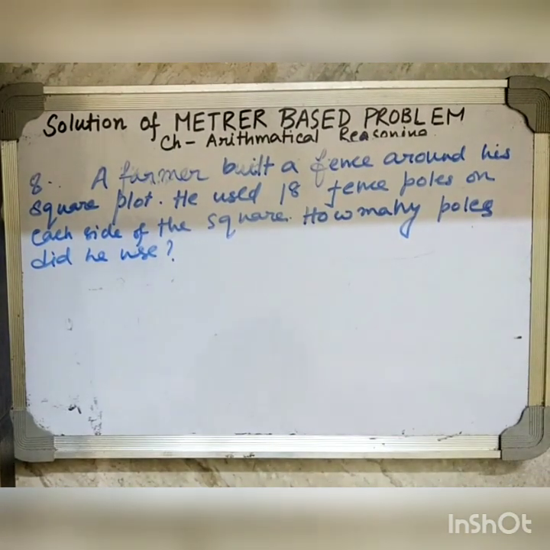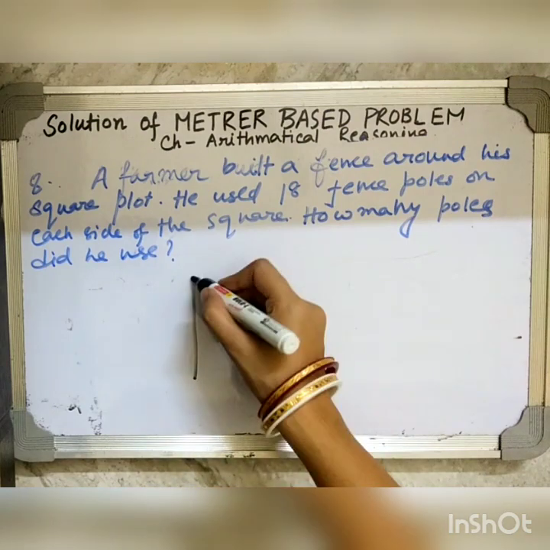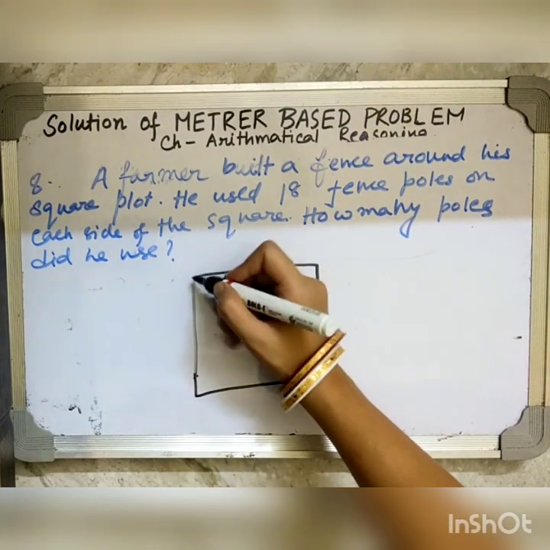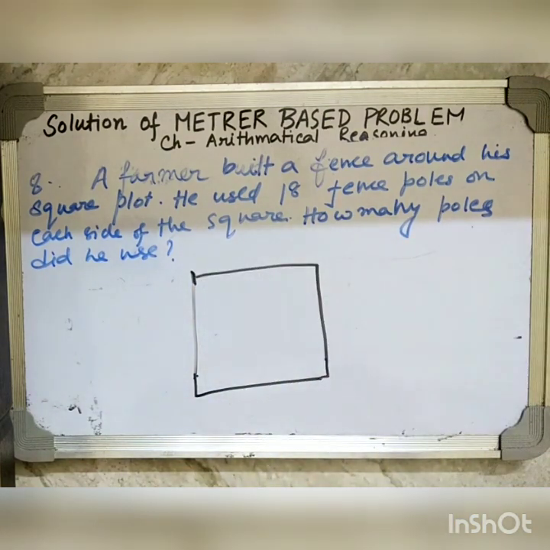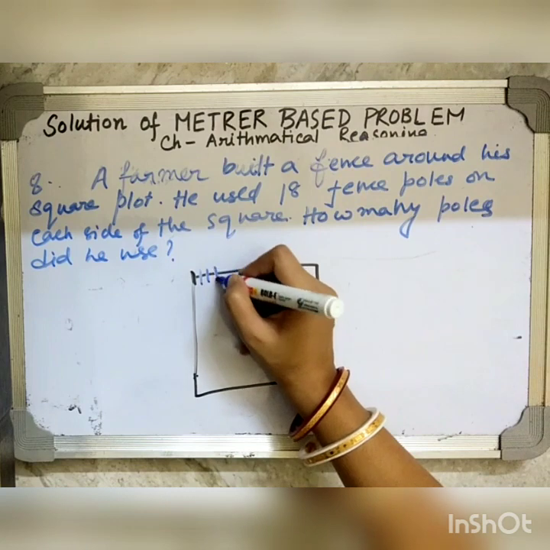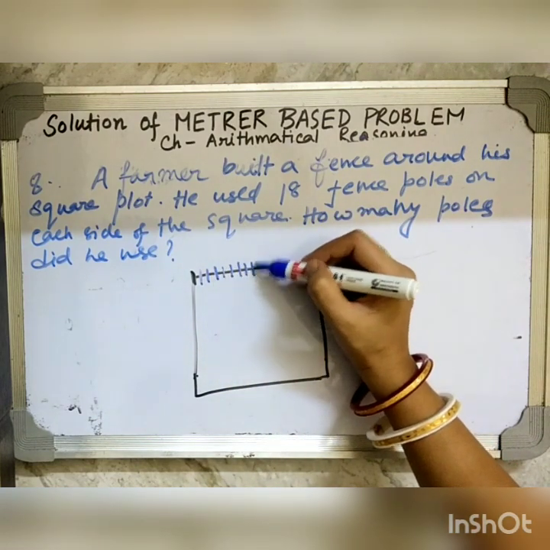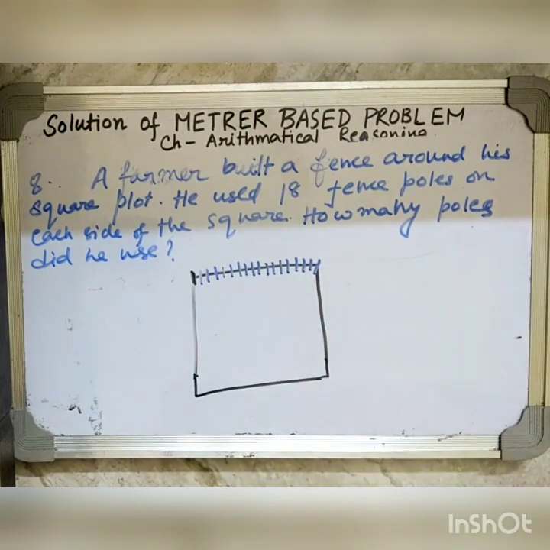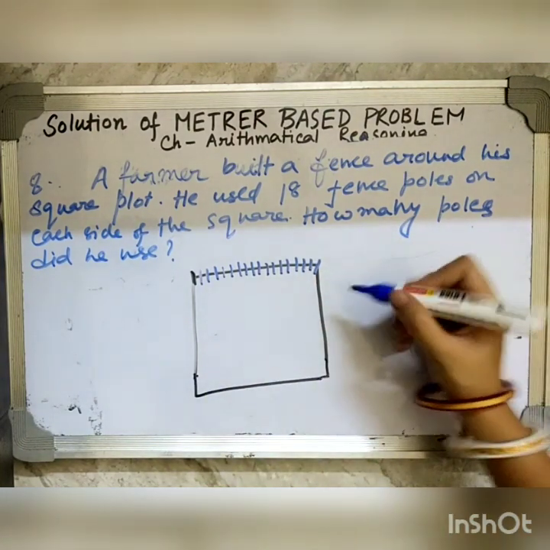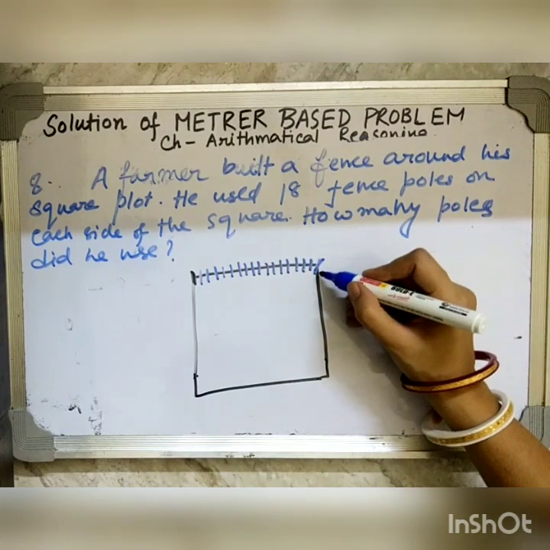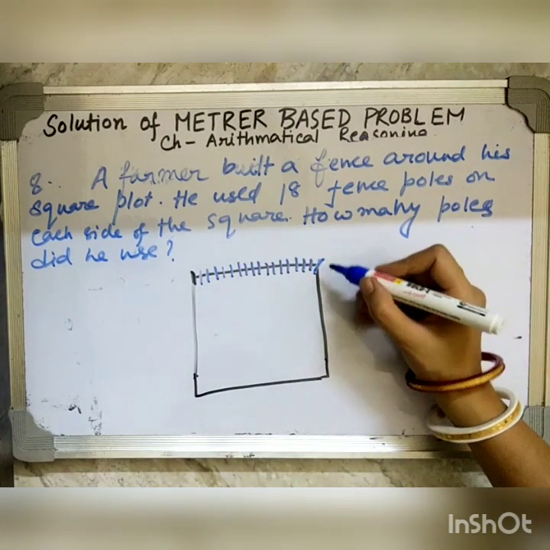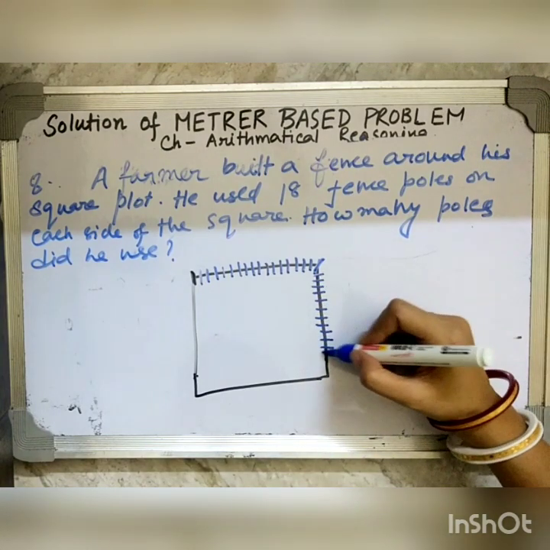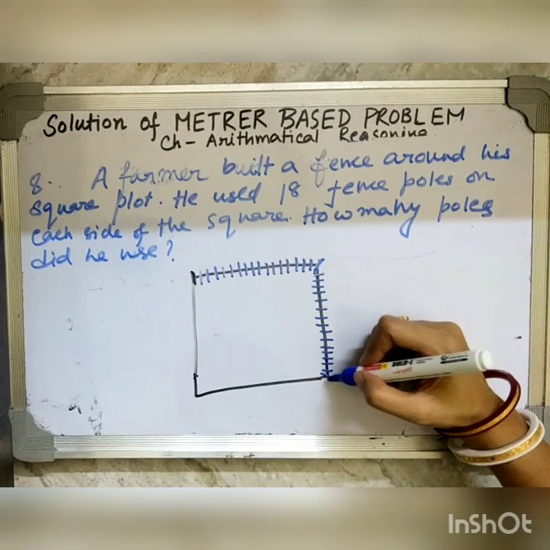Now for this question, first we have to make a square plot. Now for this side I am using 18 fence poles, 1, 2, 3, 4, 5, 6, 7, 8, 9, 10, 11, 12, 13, 14, 15, 16, 17, 18. These are the 18 fence poles for one side. Next one, from this we will start and we will draw 18 poles.